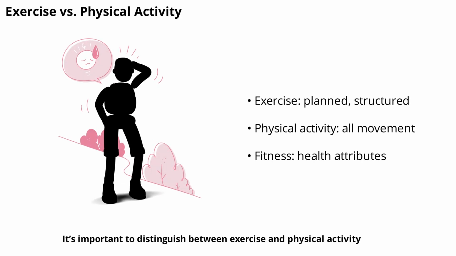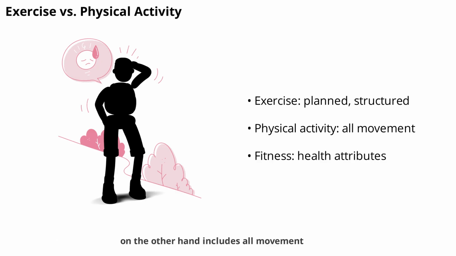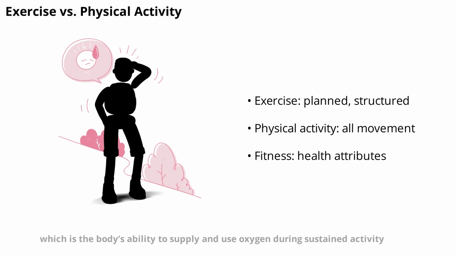It's important to distinguish between exercise and physical activity. Exercise is a planned, structured, and repetitive form of physical activity with the goal of improving or maintaining physical fitness. Physical activity, on the other hand, includes all movement, whether it's intentional exercise or daily activities like walking to work or doing chores. Physical fitness itself refers to a set of attributes, such as cardiorespiratory fitness, which is the body's ability to supply and use oxygen during sustained activity. These distinctions help clarify research and public health recommendations.